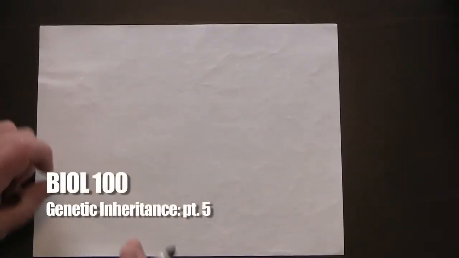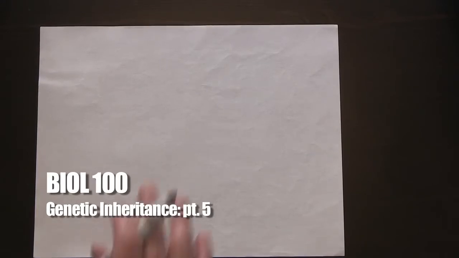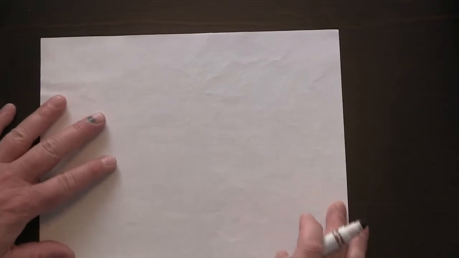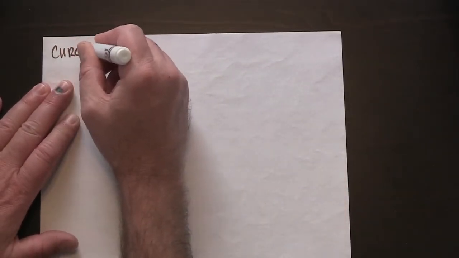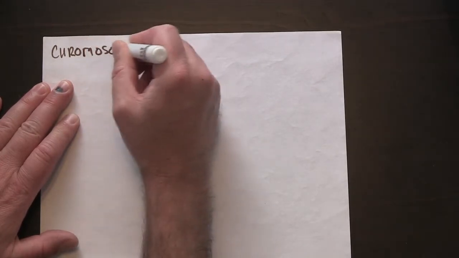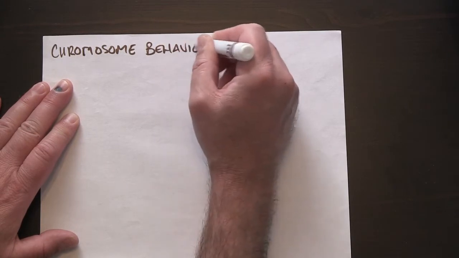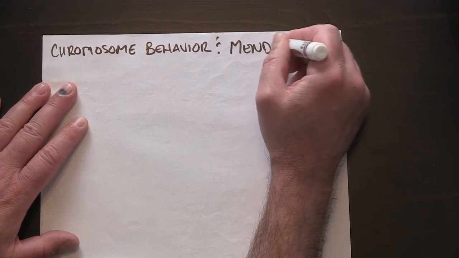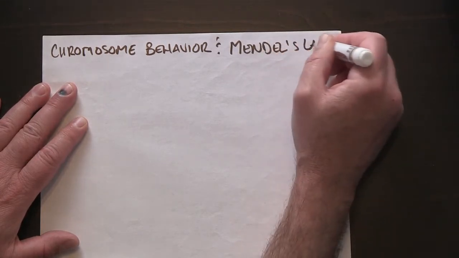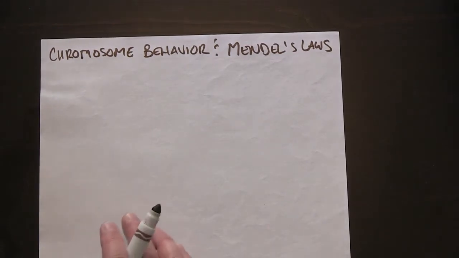Okay, part two. Actually, this is more like part 6 or something, I think, at this point, of inheritance. So let's talk about the behavior of chromosomes and Mendel's laws, going back to the earlier part of the chapter.